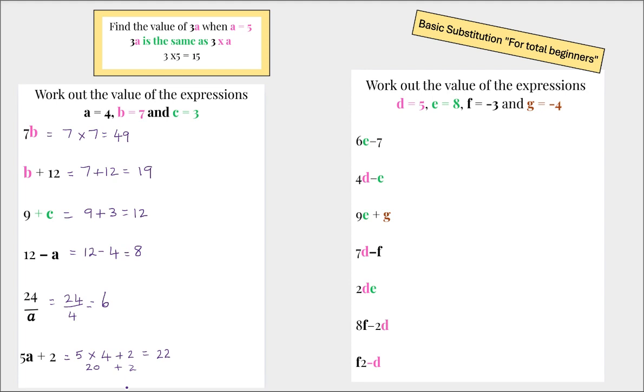Well, any exams really. So, work out the value of the expressions. d equals 5, e equals 8, f equals -3, and g equals -4. So here we've got 4 different options, but it doesn't matter because we know you're just replacing, i.e. substituting, your letter for the number. So I'm just going to put there that substitution just means to replace.